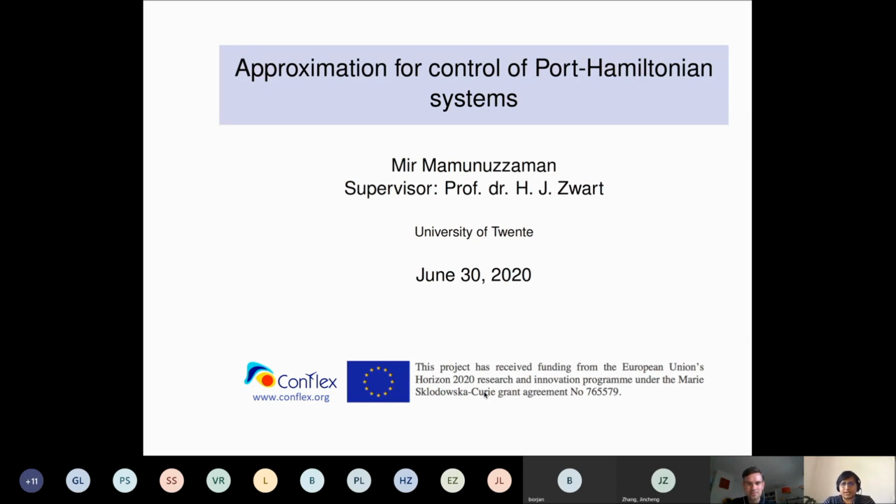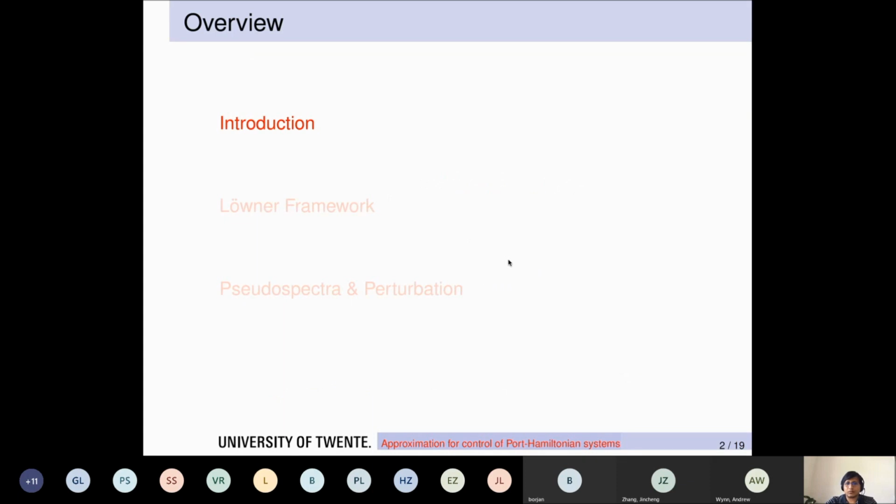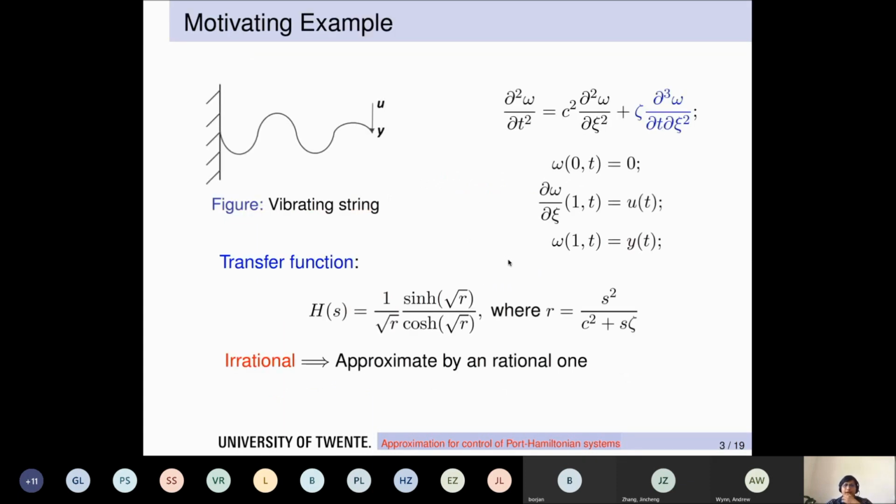I put the title of my original project, Approximation for Control of Port-Hamiltonian Systems. But today I mostly talk about data-based approximation of irrational transfer functions. So I start with an example. As a test case, I took a vibrating string, which is stationary at one end and free to vibrate at the other end.